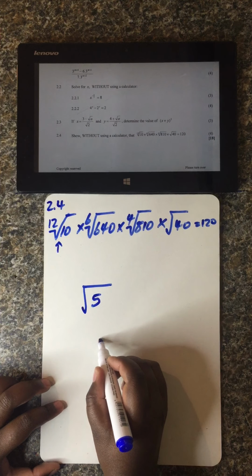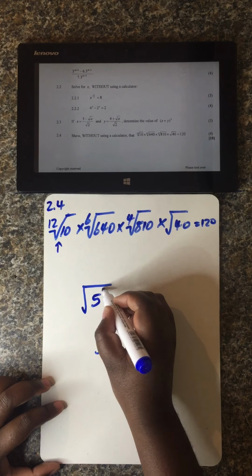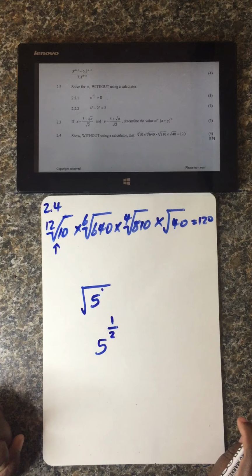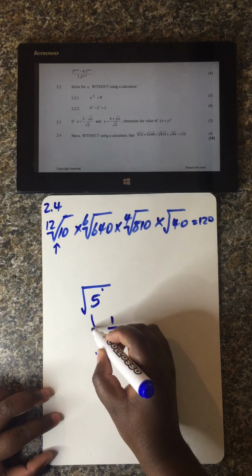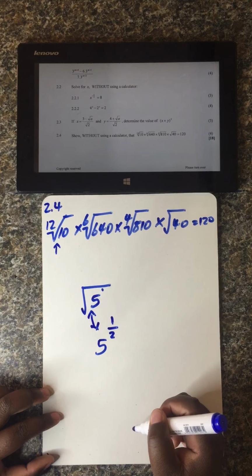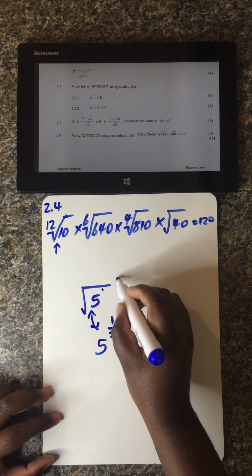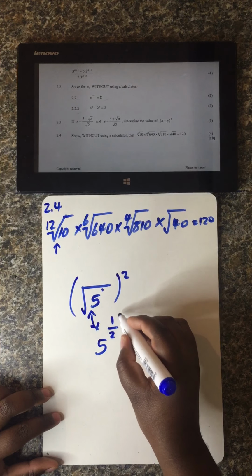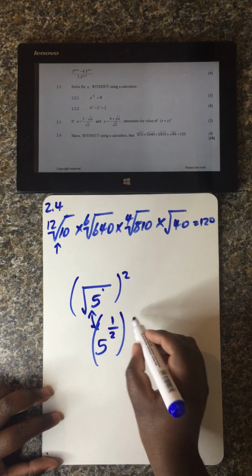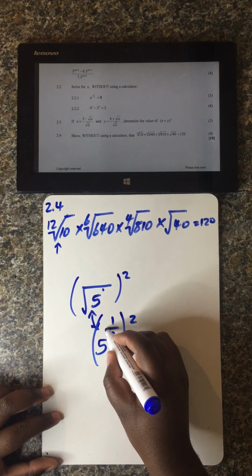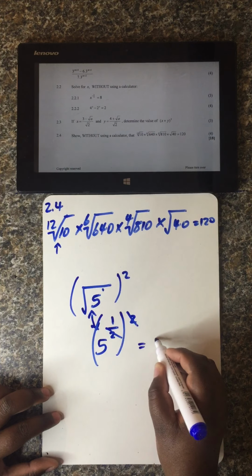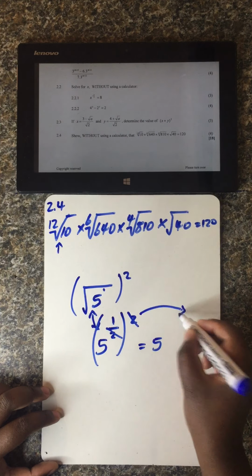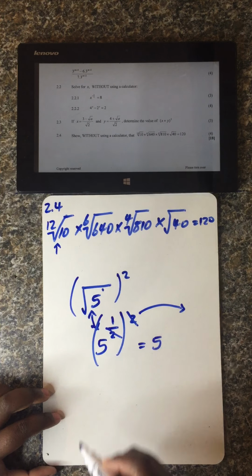So this thing is the same as 5 to the exponent 1 over 2, and there's no need to write that 2 there. So this thing is one and the same thing. That's why when you remove a square root by a squared, it's because you multiply by 2 so that it cancels out and you remain with just 5, taking into account that what you do on the left you also do on the right. That's if this was an equation.